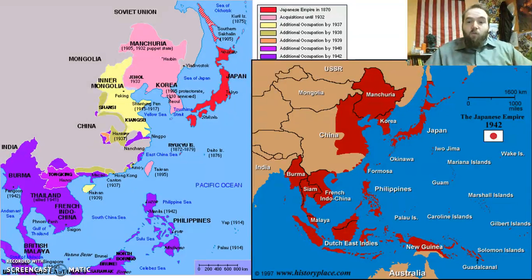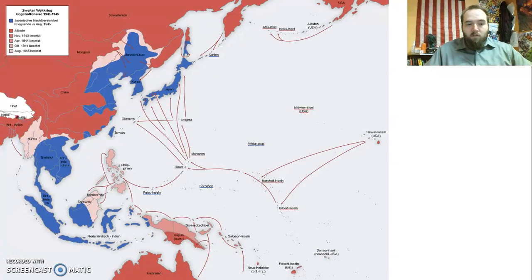Here's a map showing you what Japan had by '42 at the height of their empire, and when they got it on the other map. Here's a map showing you the U.S.'s island hopping campaign, in case it's been a while since you've seen it.